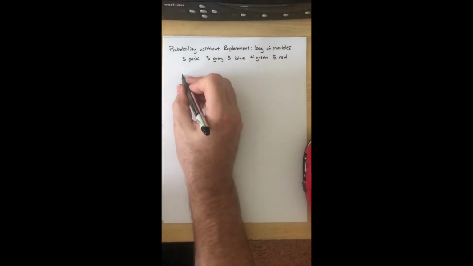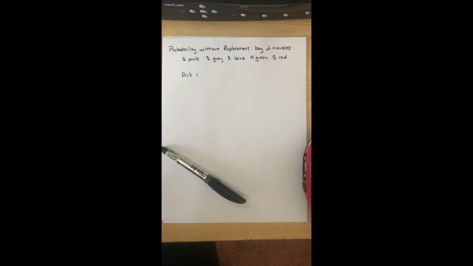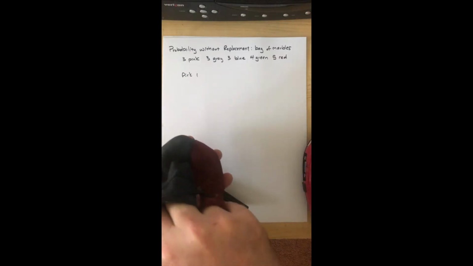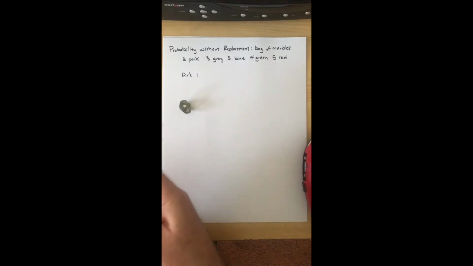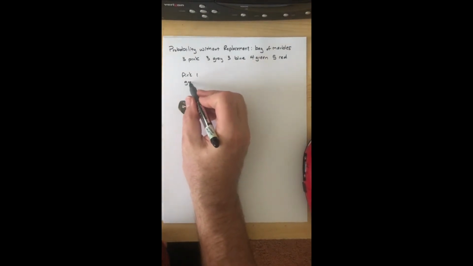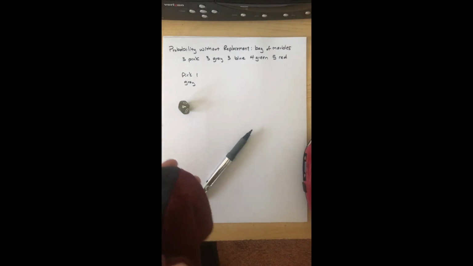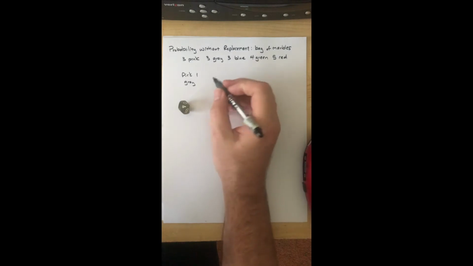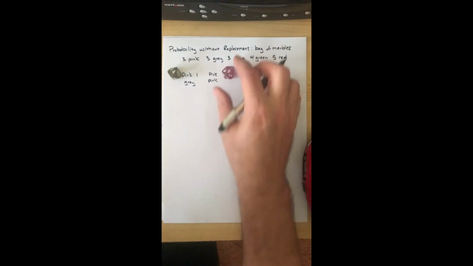Okay, so let's see. I'm going to pick one and see what I get. Reach inside my bag. And who is this guy? It is a gray. Okay, I got a gray. Let's pick another one here. I got a pink. So my second pick was pink. Now let's figure out the odds of that happening.